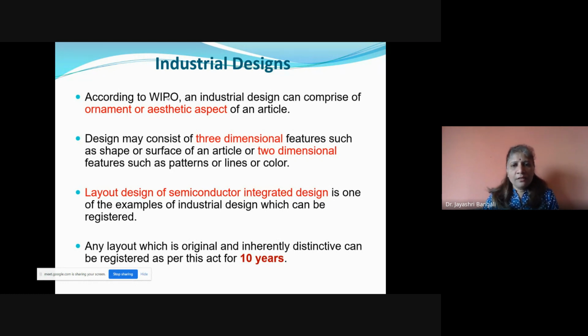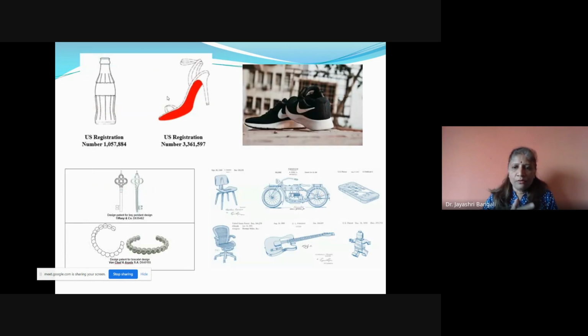The next one is the industrial design. According to WIPO, industrial design means the ornament or aesthetic aspect. It can be three-dimensional or two-dimensional, and if you see the examples, you will get a clear idea about it. The first one is the Coca-Cola bottle. The shape and design of this bottle is protected under the Design Act.